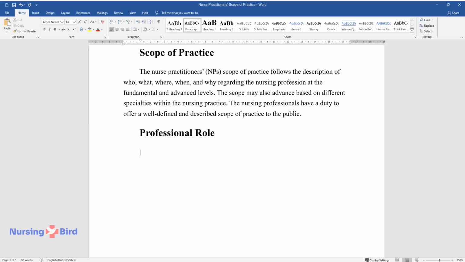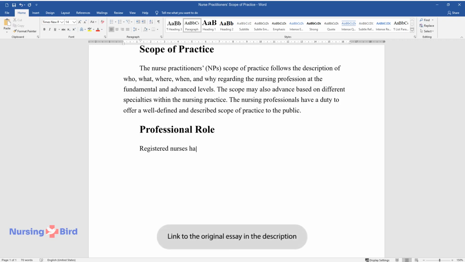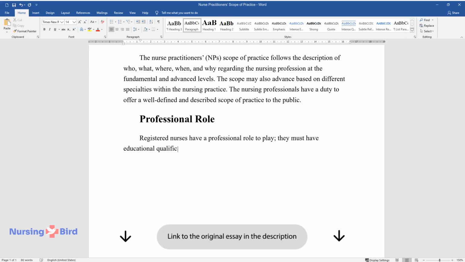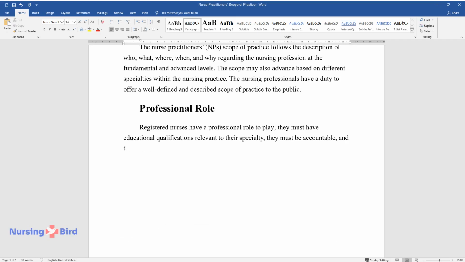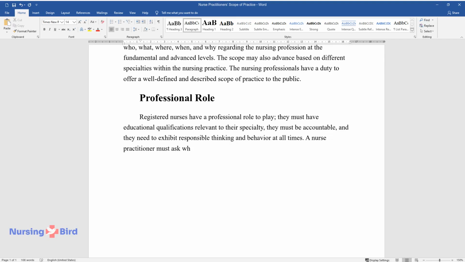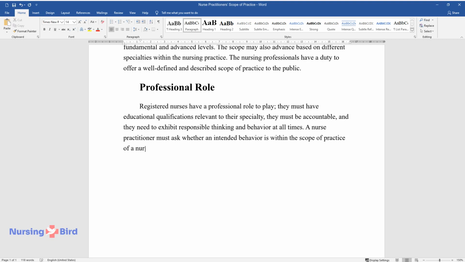Professional role. Registered nurses have a professional role to play. They must have educational qualifications relevant to their specialty, they must be accountable, and they need to exhibit responsible thinking and behavior at all times. A nurse practitioner must ask whether an intended behavior is within the scope of practice of a nurse practitioner, which can include privileges provided for a particular specialty of nurse practitioners.